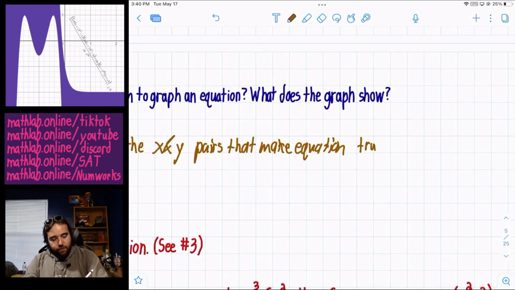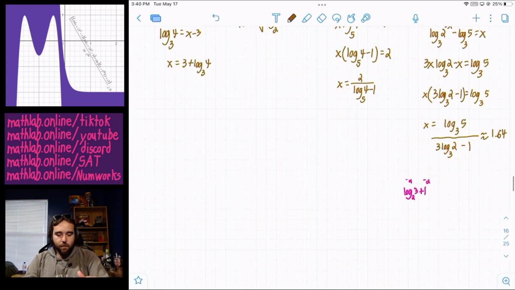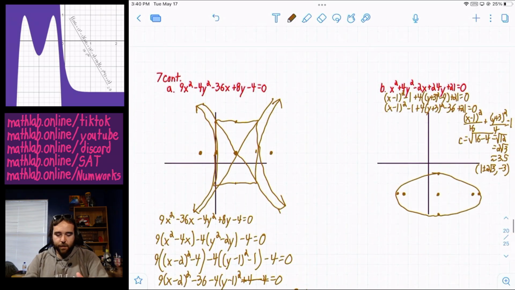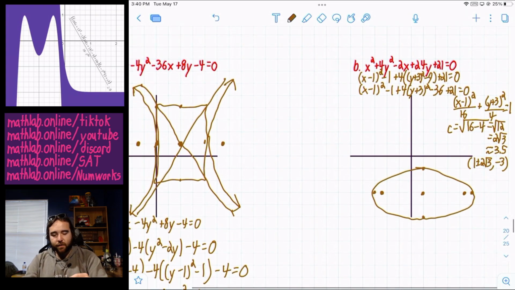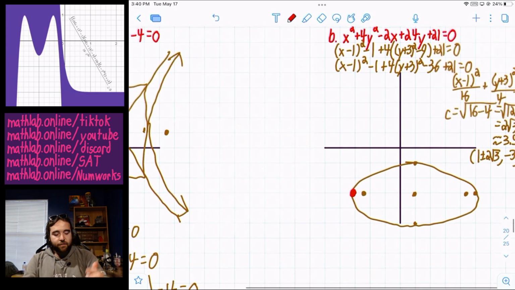Like when you do a graph, where are some graphs that we've done? Well, here's some graphs. For all of these graphs that we've done, every point on this graph, so you see the point right here, this point (-3, -3), that means if we plug in -3 for x and -3 for y, we will get a true equation. Like in this case, everything will cancel out and we'll just get 0. So what does it mean to graph an equation?